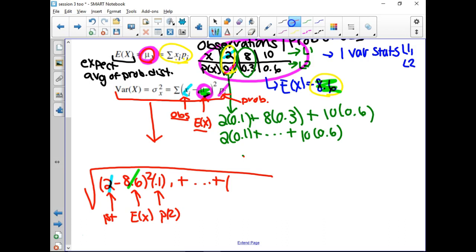Squared. 0.3. Yeah. And then plus the last one. The last observation would be 10, and I'm going to skip that middle observation just because it is plugging in so many numbers. So that's my last observation right here: 10 minus 8.6, my expected value, squared, times the probability of 10, so 0.6. And then your calculator gives you the standard deviation. If you just hit on, you'll see it. It's the sigma there, 2.37.